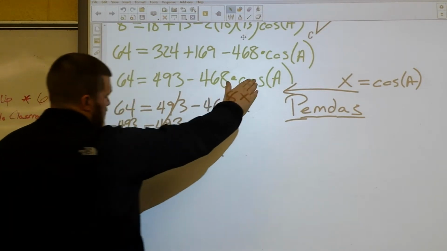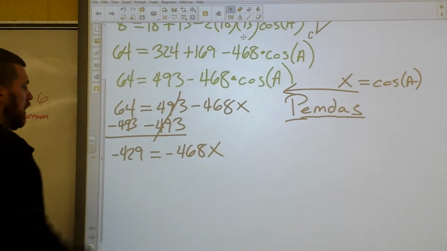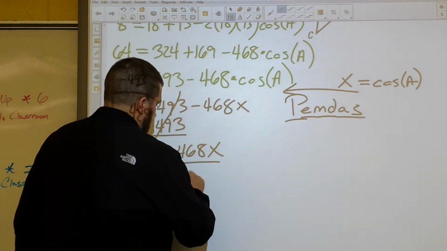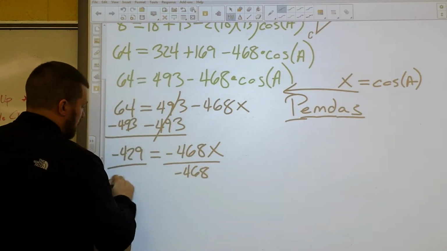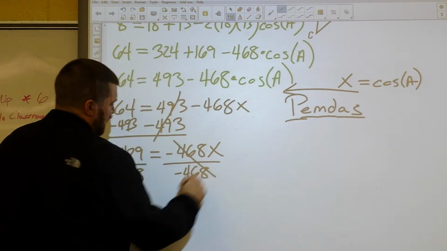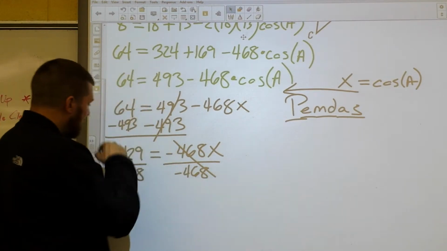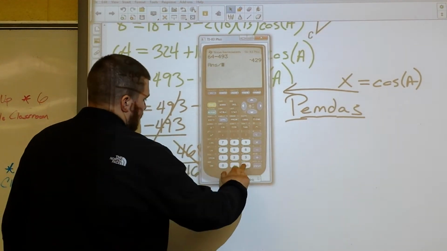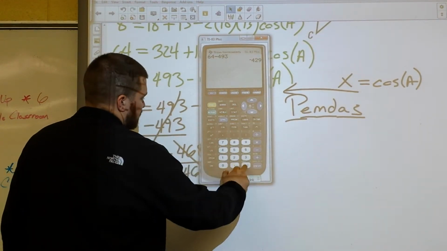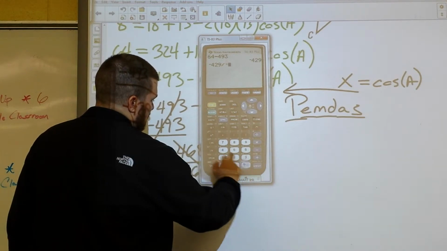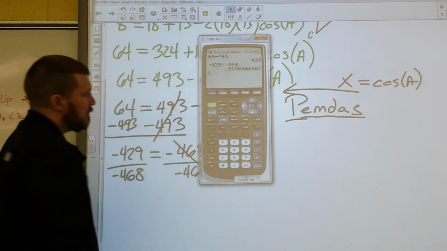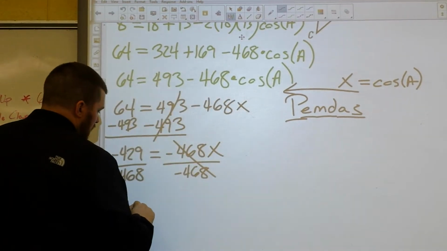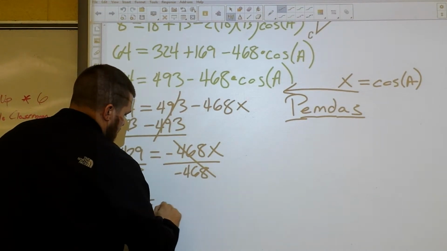Again, I'm just pretending the cosine of A is x for right now. Now I want to get x by itself, so I'm going to divide by negative 468 on both sides. Cancel out. So now, using my calculator, I have negative 429 divided by negative 468, and I get positive 0.92. So x equals positive 0.92.